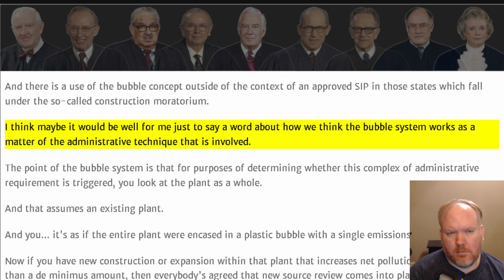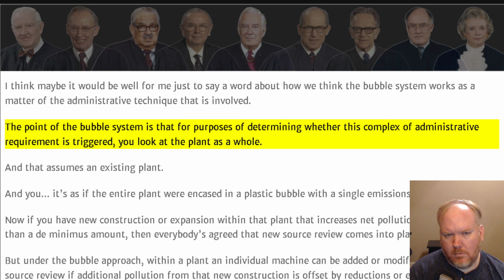I think maybe it would be well for me just to say a word about how we think the bubble system works as a matter of the administrative technique that is involved.